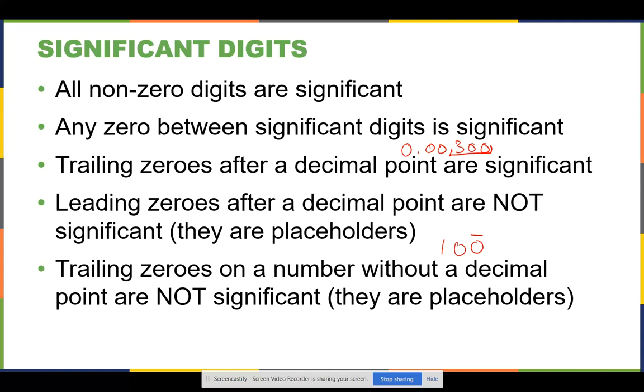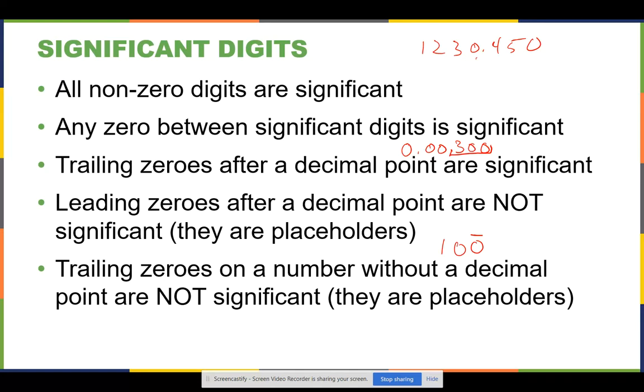So, there's lots of things we can do for practice. Take a number like 0.450. How many significant digits does that have? Okay, it's 7. Every single one of them is significant. The trailing 0 is after the decimal, so that makes it significant. This 0 here is significant because there are significant digits to the right of it.